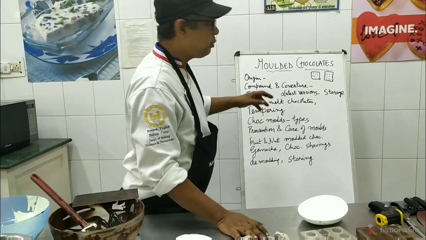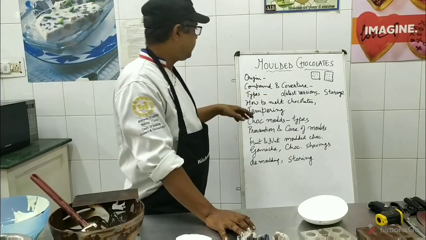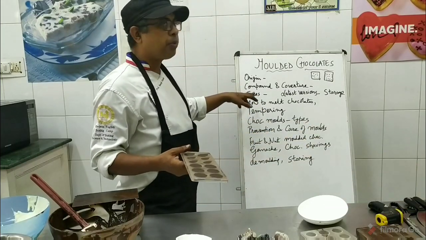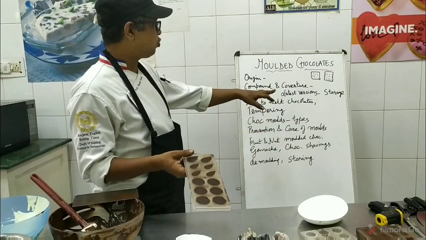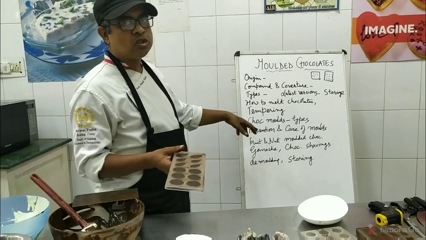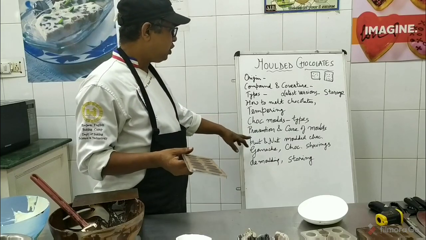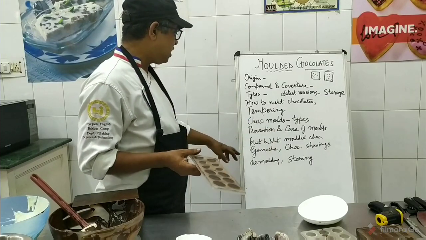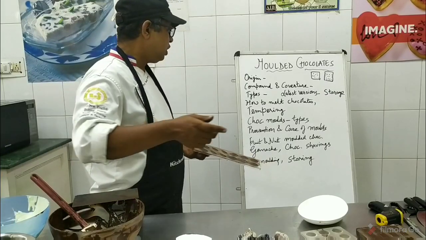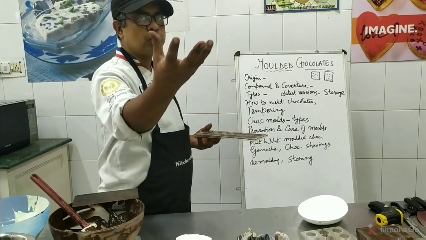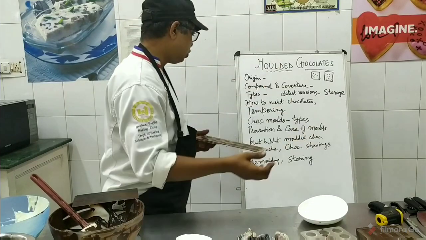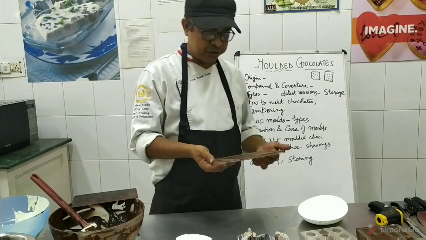So let's come back to the whiteboard and see if we have missed out anything. First of all, we have to understand origin, compound and coverture, types, latest version, storage, how to melt the chocolates, tempering, chocolate molds, the types, the fruit and nut, the molded chocolate which we have just done, ganache, yes, ganache we have done. The chocolate shavings, I will show you, ground color of water. And then the demolding and the storing.